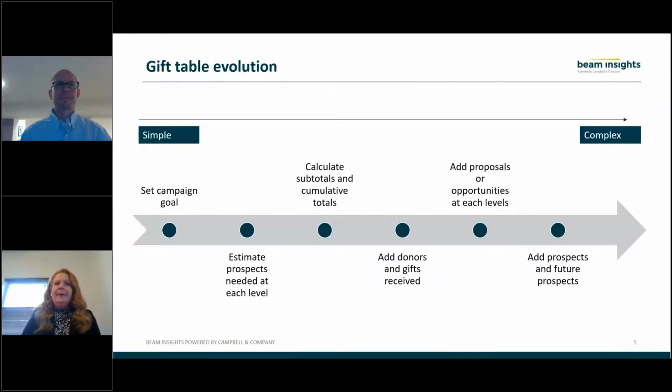So I've been talking about the gift table evolution. With a simple gift table, you set a goal and you can assign how many donors you need towards each level of the gift table to reach that goal. Then you can estimate the qualified prospects that you need to reach those donor levels.